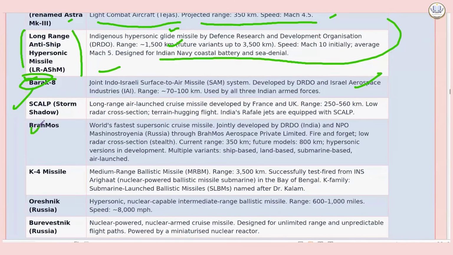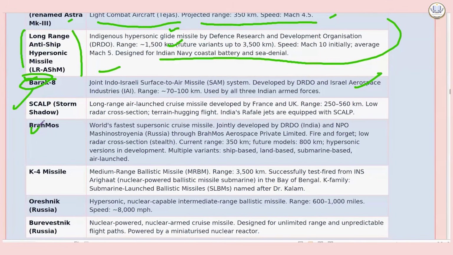And we have BrahMos, the world's fastest supersonic cruise missile, jointly developed by DRDO and our Russian counterpart NPO, through BrahMos Aerospace Private Limited. The principle is fire and forget. Now you must be wondering, sir, what is the fire and forget principle?